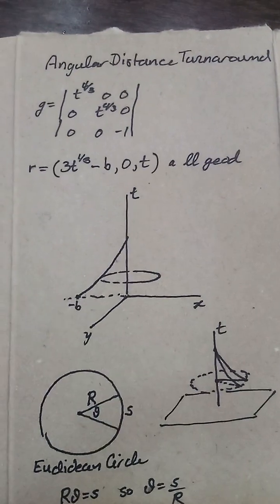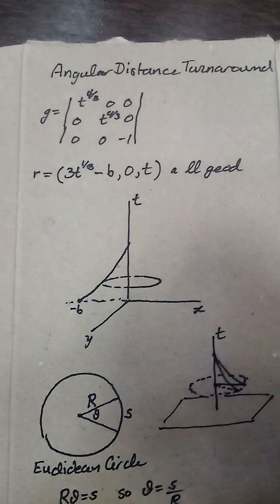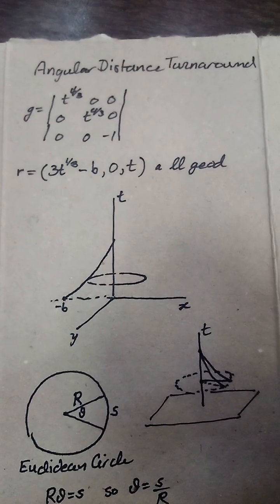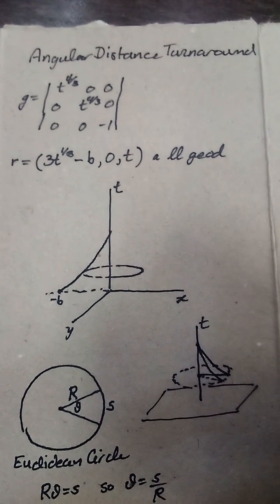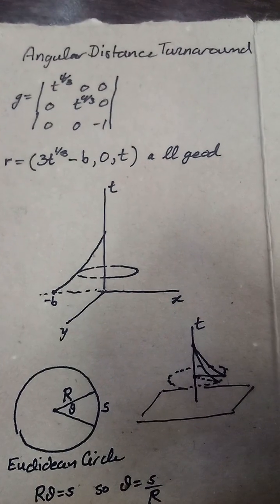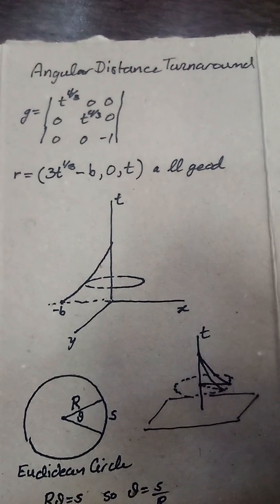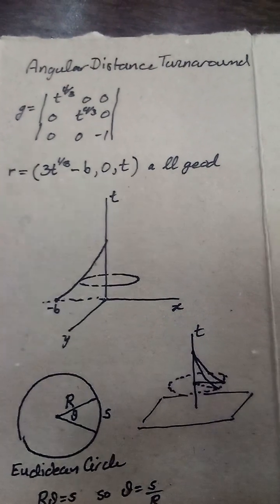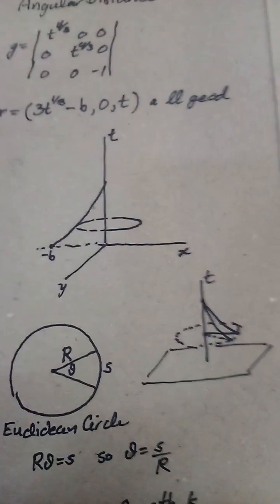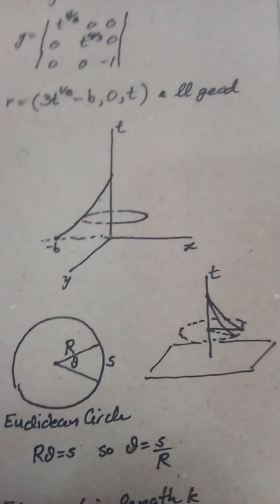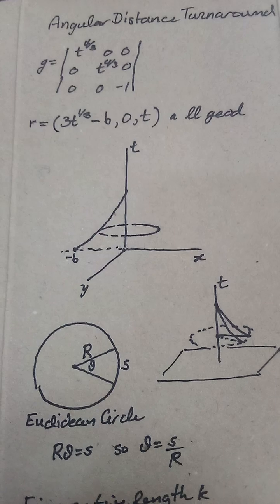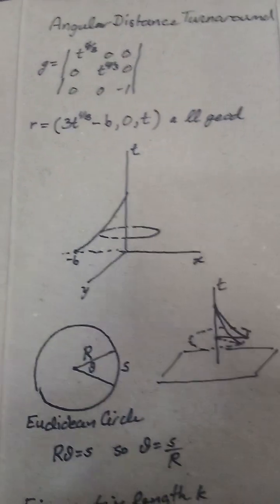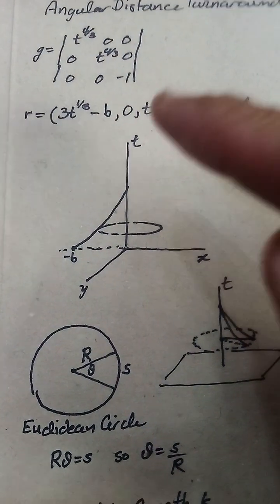Now we'll use this in this metric, this curve, r equals 3t^(1/3) minus b. b is going to be some constant, 0 on the y, and t for the time part. These are x, y, t coordinates. Here I've drawn the coordinate system, and I've shown one example of this curve r, which is a light-like geodesic. That's the one I had up here.